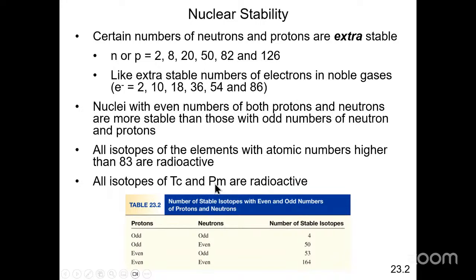I don't remember what PM stands for. All isotopes of those two elements are radioactive. Okay, so that's as far as nuclear stability is concerned and making predictions of nuclear stability.